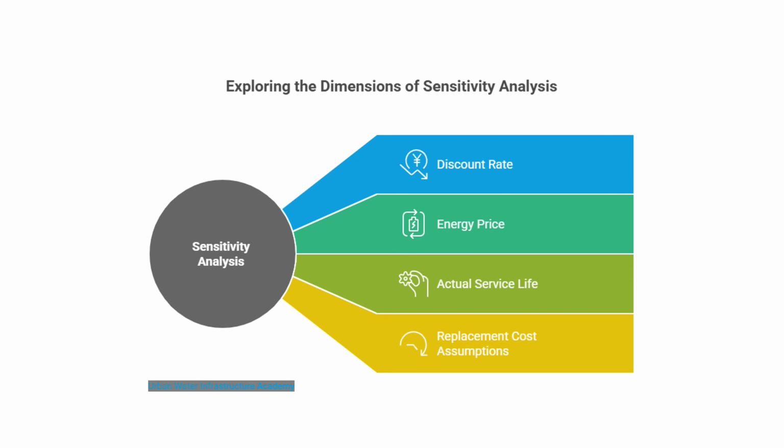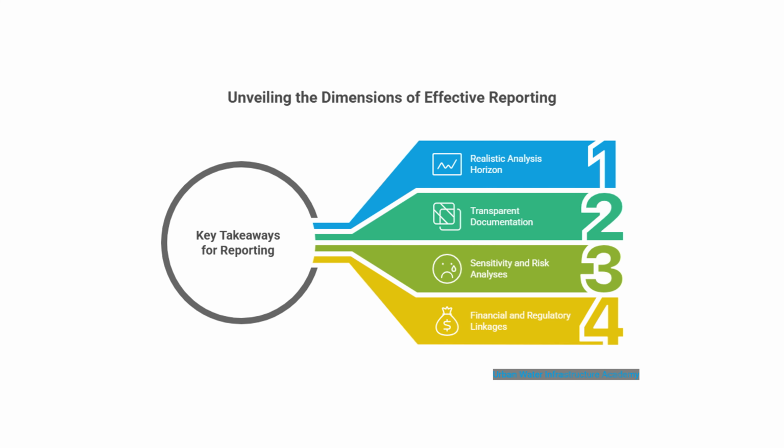Always test how your decision holds up when key parameters vary. That's good practice in infrastructure investment planning. Key takeaways for reporting in SAMP or capital decisions. Choose a realistic analysis horizon and justify it. Document all assumptions transparently. Include sensitivity and risk analysis in your report. Link financial outcomes with performance and regulatory implications. LCC is not just a financial exercise, it's a lens for holistic, long-term asset management.